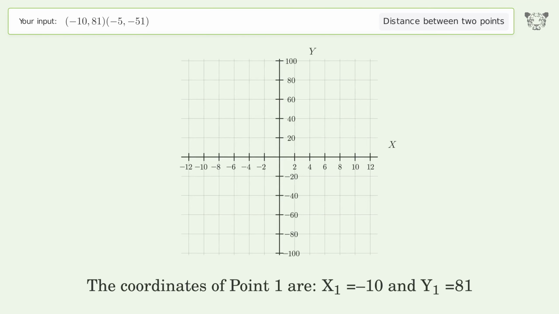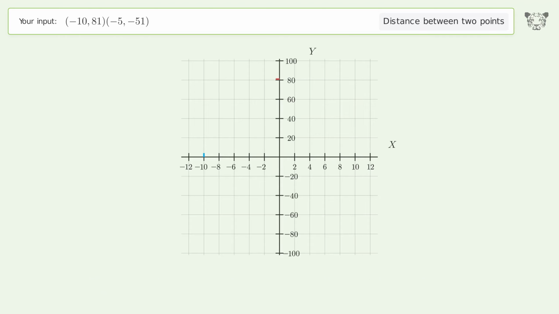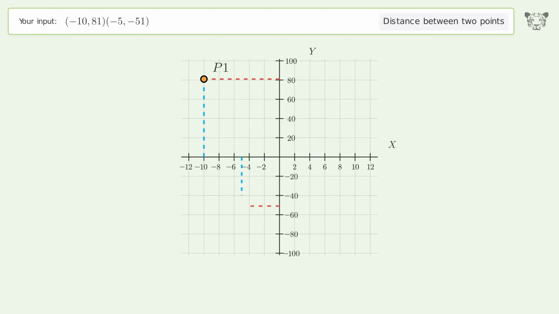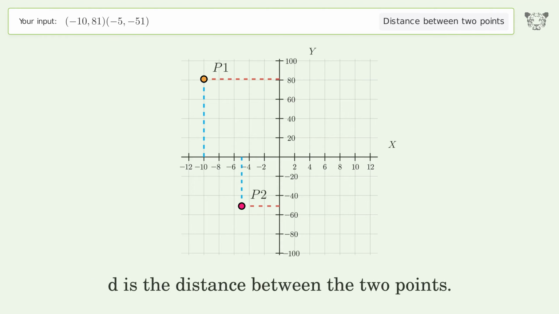The coordinates of point 1 are x1 equals -10 and y1 equals 81. The coordinates of point 2 are x2 equals -5 and y2 equals -51. D is the distance between the 2 points.